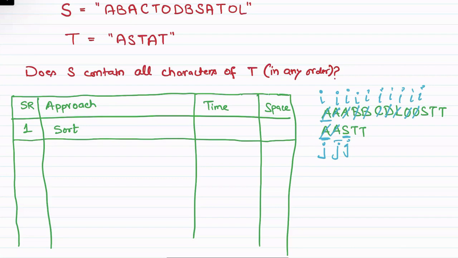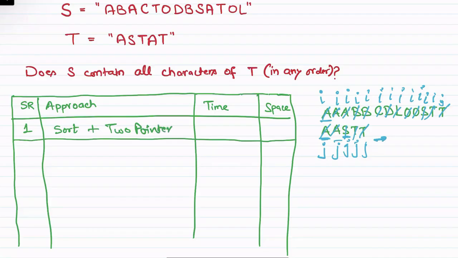But now if you see, S matches, so both I and J should move. T matches, both I and J should move. And then T matches, both I and J should move. And the moment we come out of the second string, we say we are done. So this is the first approach, sorting plus the two-pointer technique.